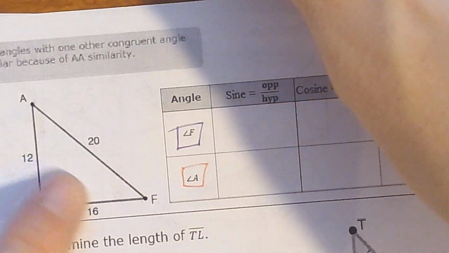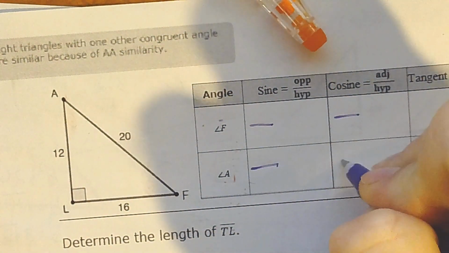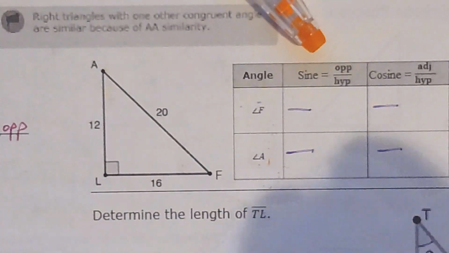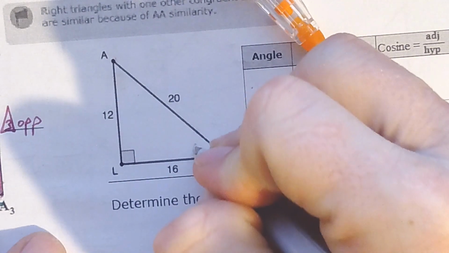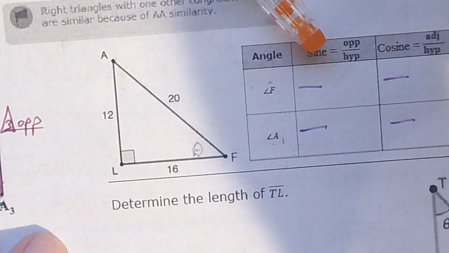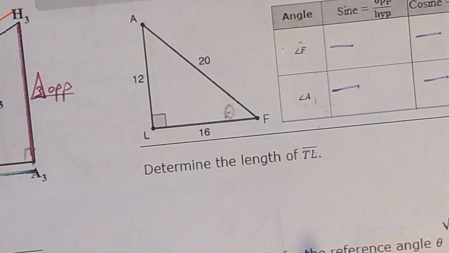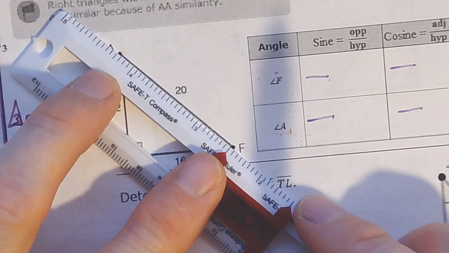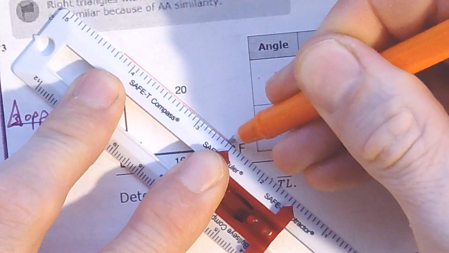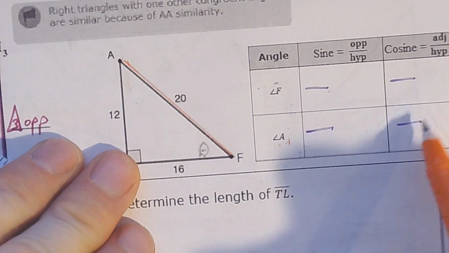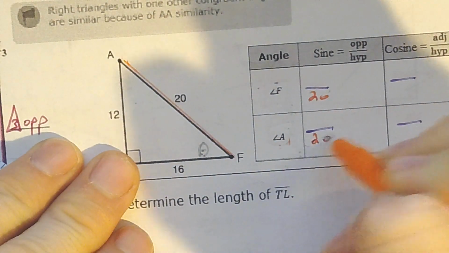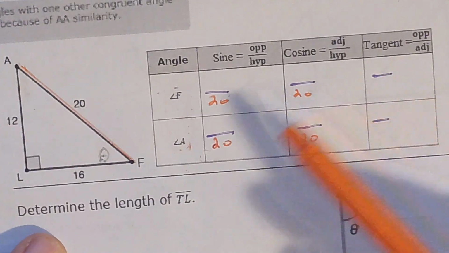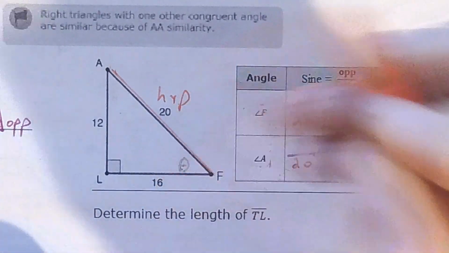Okay, so for theta in this case, we were using purple as the neutral color here. In both of these cases, our hypotenuse is orange. Our hypotenuse is 20, so for both angles our hypotenuse is 20. For all of these, 20 will be our denominator. Hypotenuse isn't used in tangent, so we're not going to use the hypotenuse in tangent.